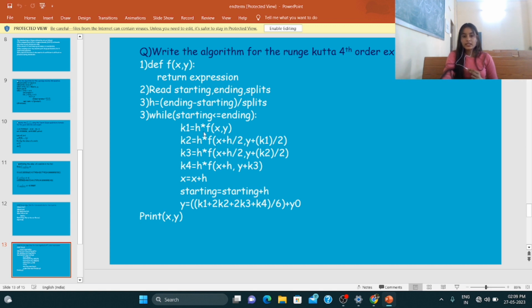After that, while starting is less than or equal to ending, we'll have to put k1 equals to h star f of x comma y, k2 equals to h star f of x plus h by 2 comma y plus k1 by 2. For k3, h star f of x plus h by 2 comma y plus k2 by 2, k4 equals to h star f of x plus h comma y plus k3. x equals to x plus h, starting equals to starting plus h, y equals to k1 plus 2k2 plus 2k3 plus k4 whole upon 6 plus y0, and then print x comma y.